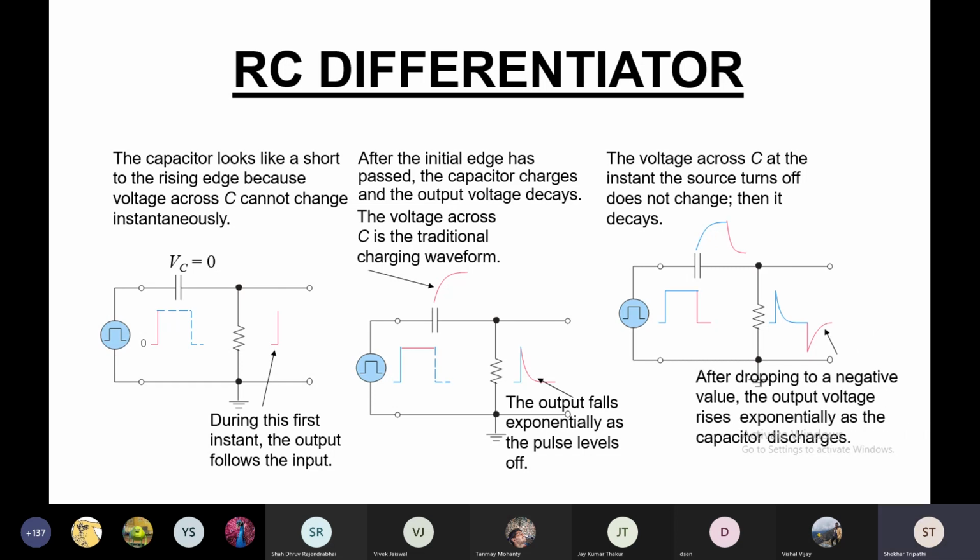Next, the voltage across C at the instance the source turns off does not change, again because the capacitor cannot change instantaneously, and once the source becomes constant again, the capacitor starts to discharge, and hence after dropping to a negative value the output voltage starts to rise exponentially as the capacitor discharges.